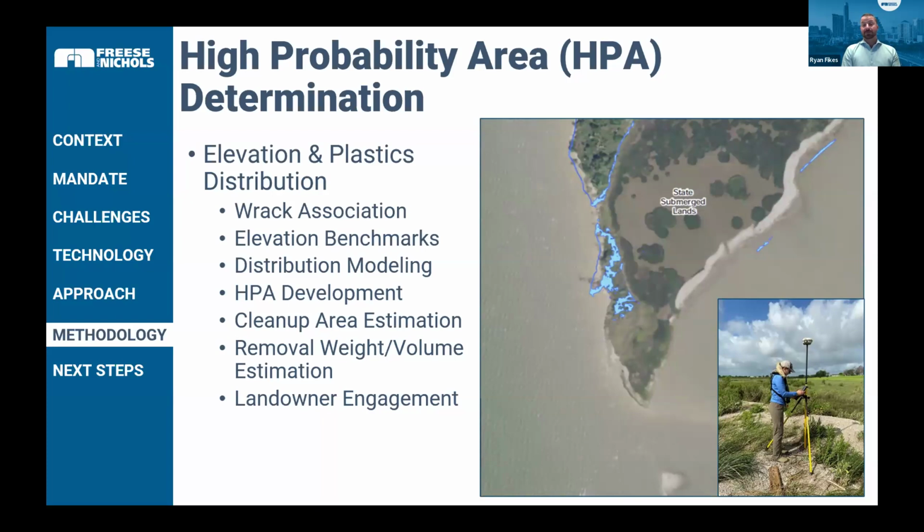We can rerun that modeling by shooting some simple elevation benchmarks and using existing LiDAR data to remodel after any storm event, if we do have a higher or lower rack distribution, and then use that to guide cleanup efforts.